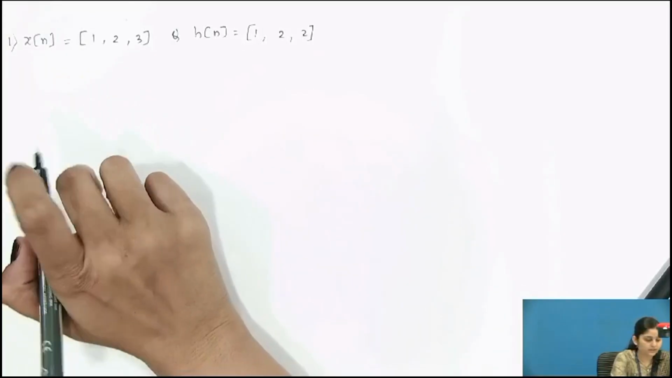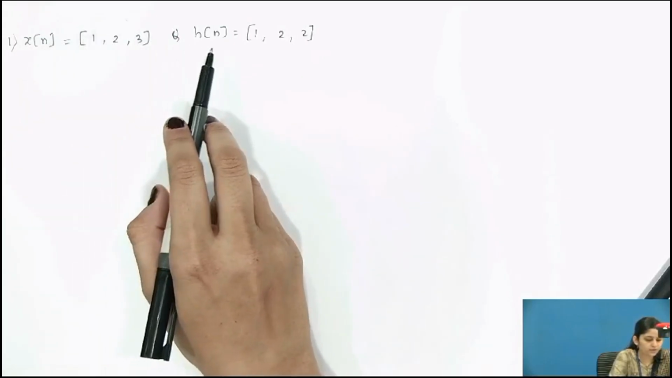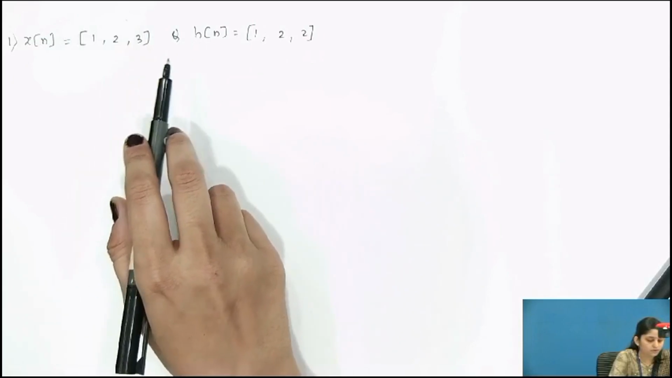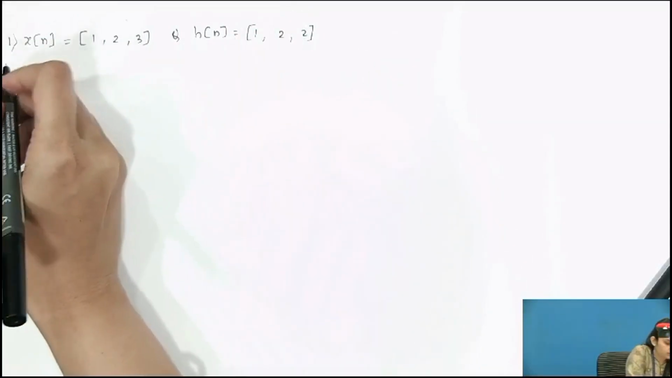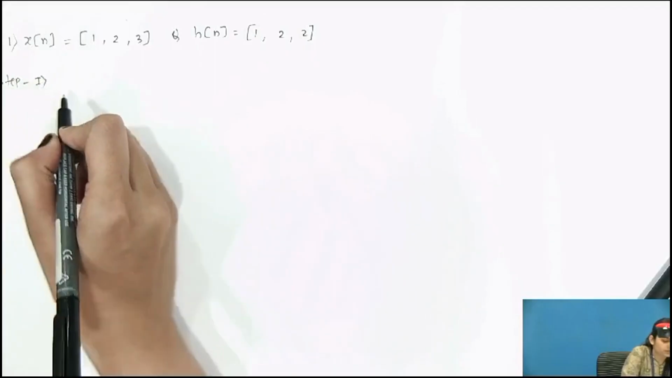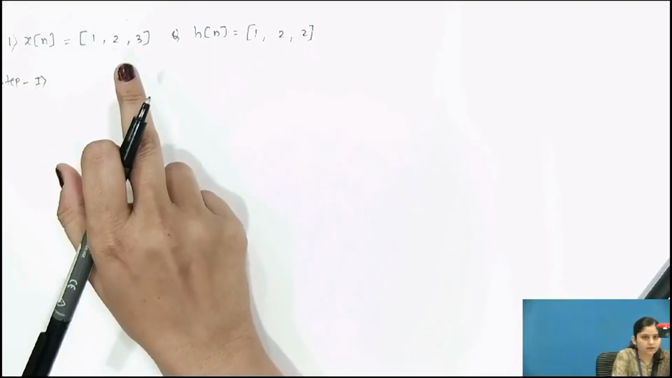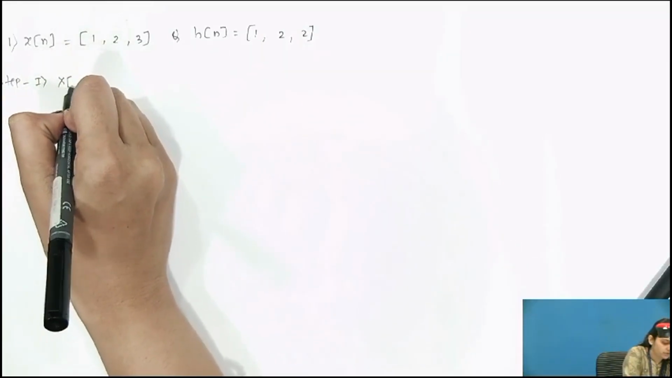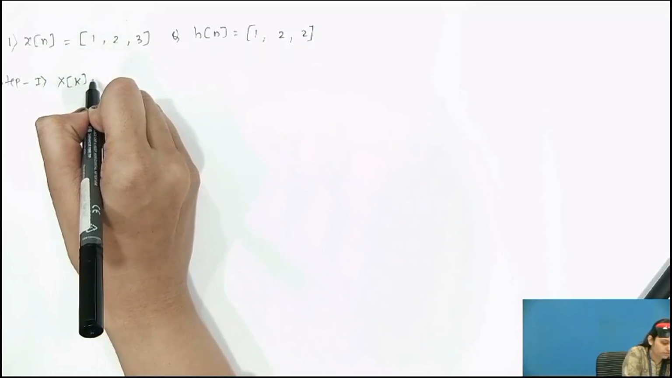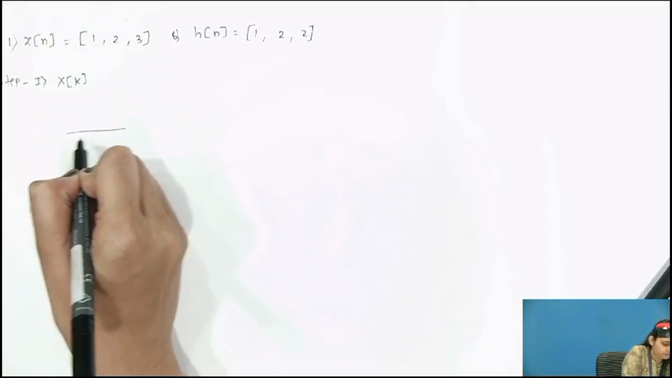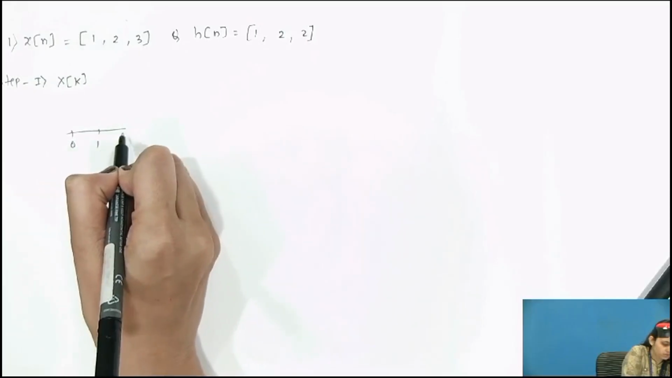Now this is our example where the sequences x of n and h of n are given, and we have to perform the convolution sum here. Our step number one is to convert our variable n to the variable k. That means we just have to change the variable, converting x of n to x of k, and then we plot our given signal. It starts from 0, 1, 2.